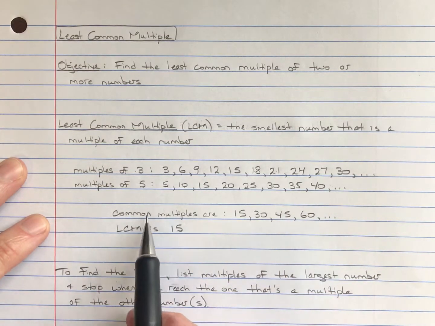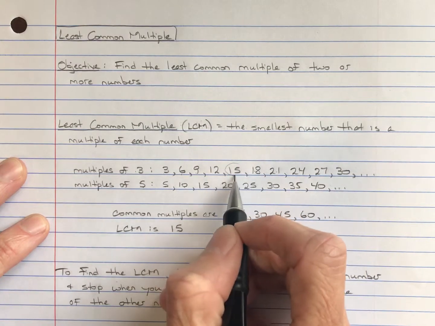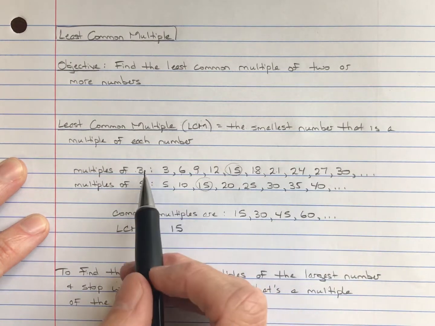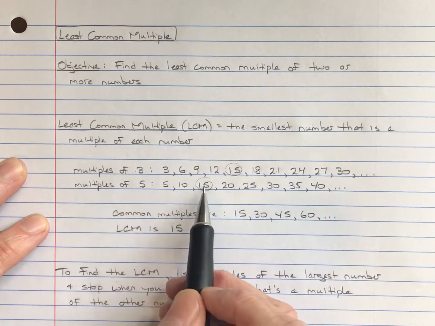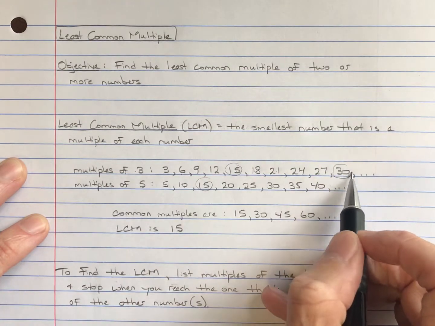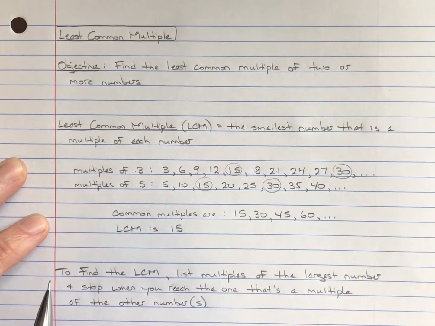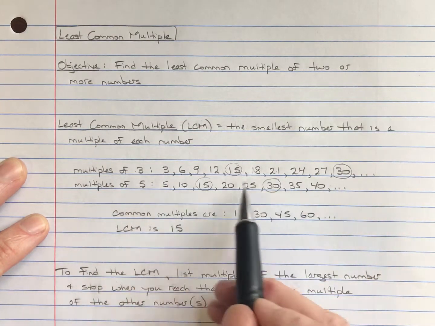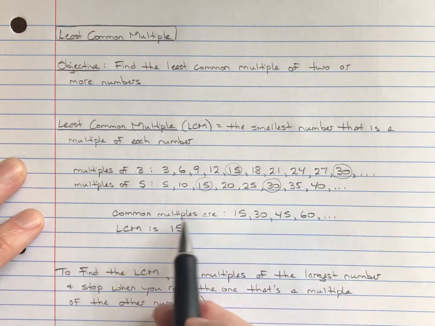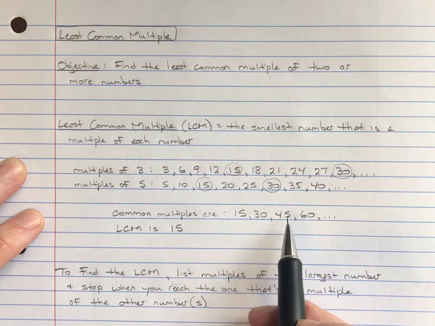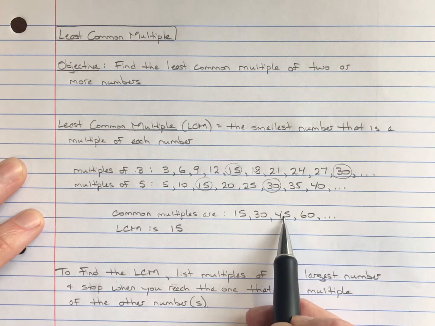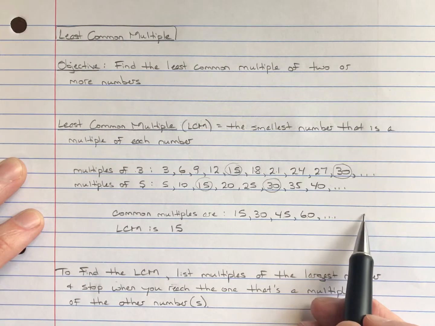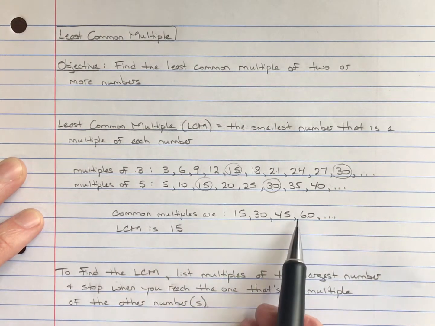Now you can see we have common multiples. 15 is a common multiple of both 3 and 5. It's 3 times 5, and it's 5 times 3. 30 is also a common multiple of 3 and 5. It's 3 times 10, and it's 5 times 6. If we were to keep going, 45 is a common multiple: 3 times 15, 5 times 9. 60 is a common multiple. 75, etc. So there are an infinite number of common multiples.